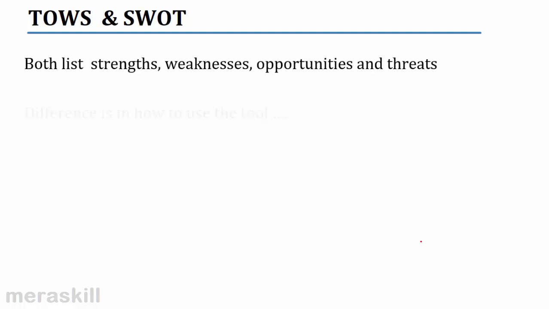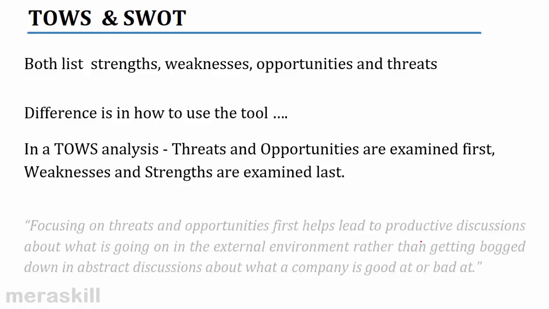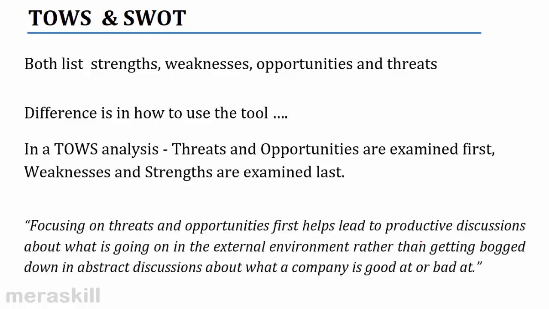Both list strengths, weaknesses, opportunities and threats. But the difference is on how to use the tool. In a TOWS analysis, threats and opportunities are examined first, weaknesses and strengths are examined later. Why is this done, students? You must understand that so many strategies, so many concepts in management are a matter of evolution and still evolving. That is why the subject can be so interesting.